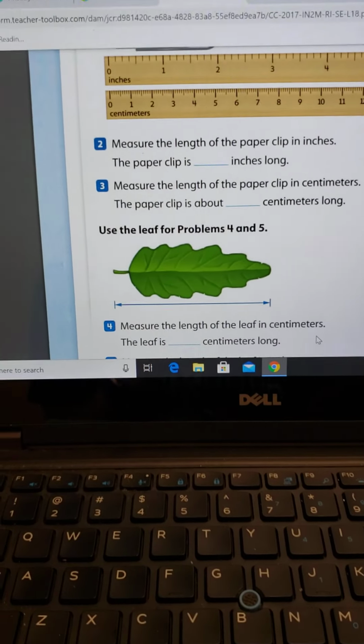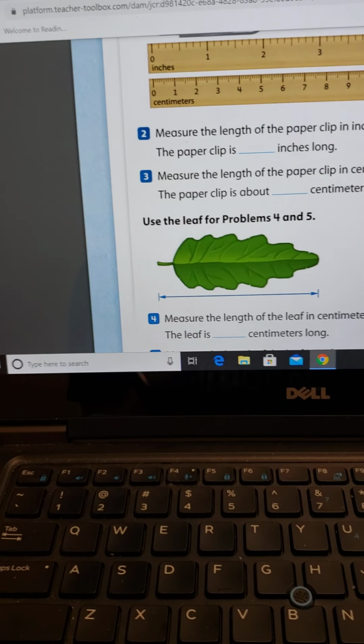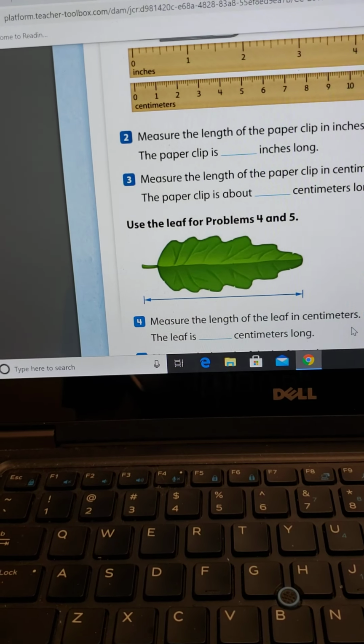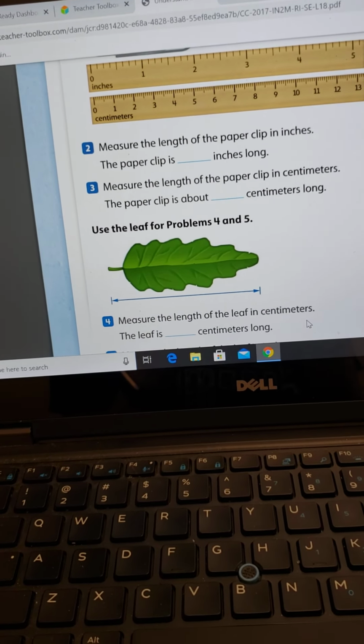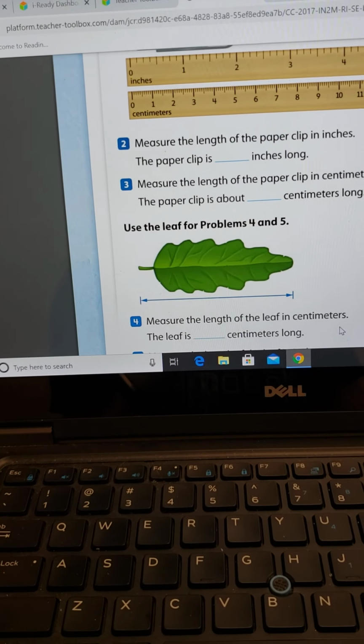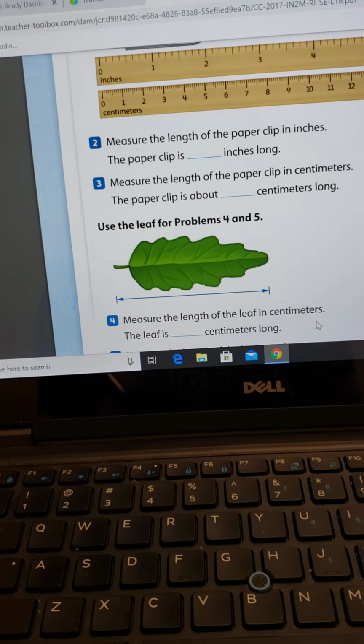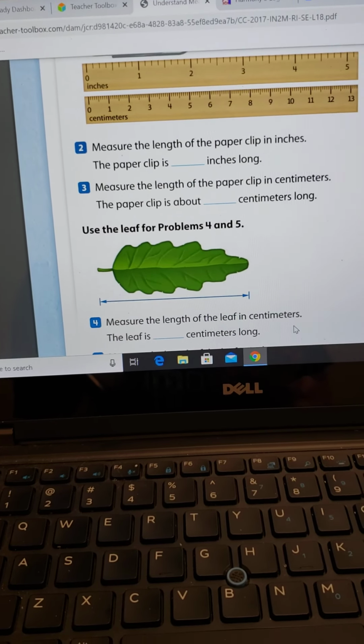Now, if you do have a ruler at home already, maybe mom or dad has a measuring tape. If you ask permission, maybe they will let you use that. Perhaps you have an older sibling who has a ruler that they will let you borrow. Whatever you do, make sure you ask permission first. And if you don't have one, don't worry about it, okay?